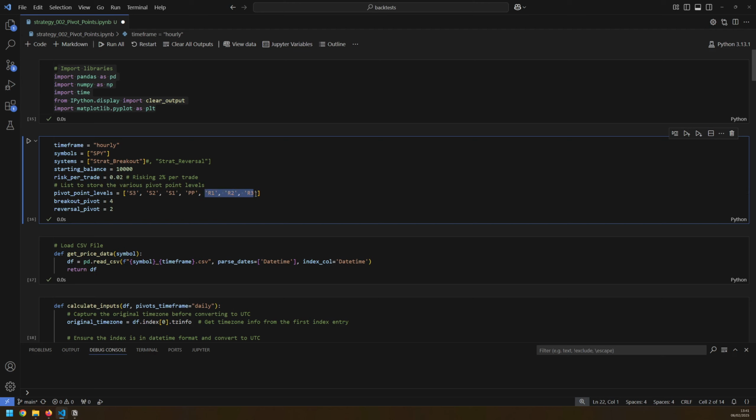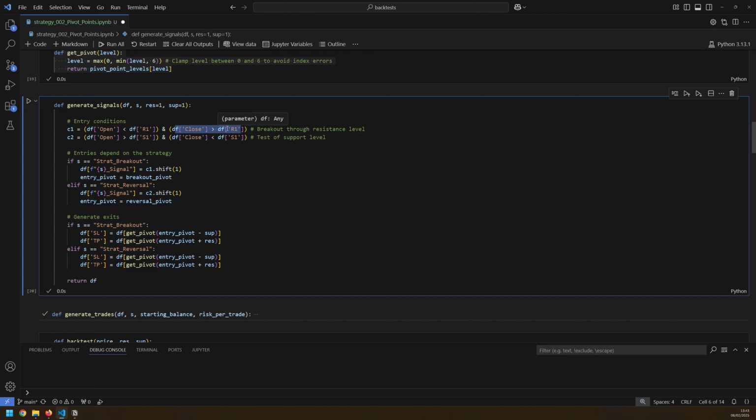So this is kind of the important bit. I have two different entry conditions. Condition C1 is when the open is below the R1 pivot, and then the close is above the R1 pivot. This is for my breakouts. Condition 2 is for reversals.